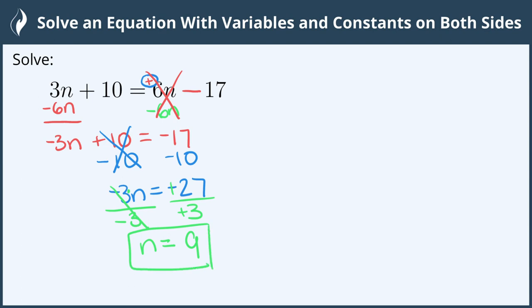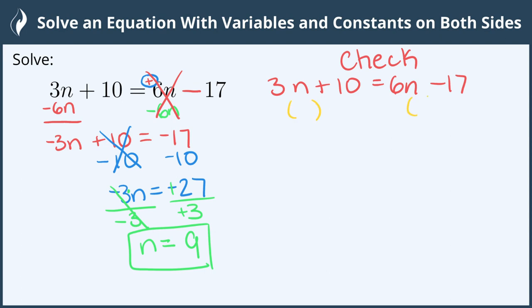However, we should always double check this by checking our answer, substituting it back into the original equation. We have 3n plus 10 equals 6n minus 17. And we'll substitute our 9 for every time we see the variable n. So we have 3 times 9 plus 10 equals 6 times 9 minus 17.